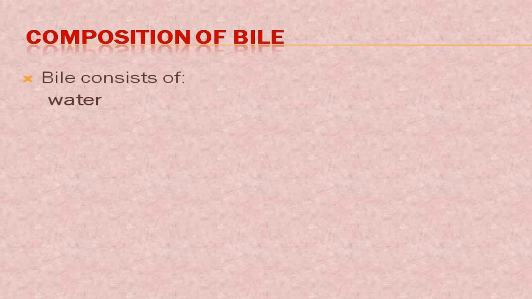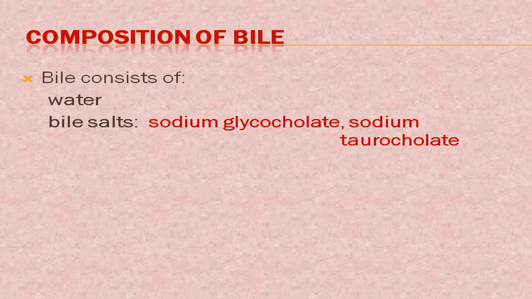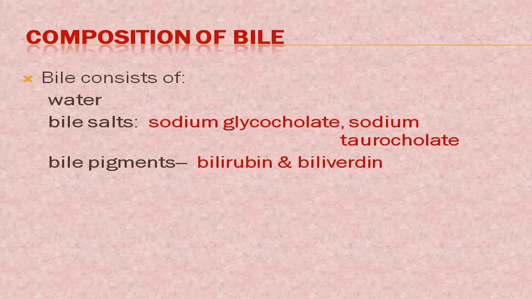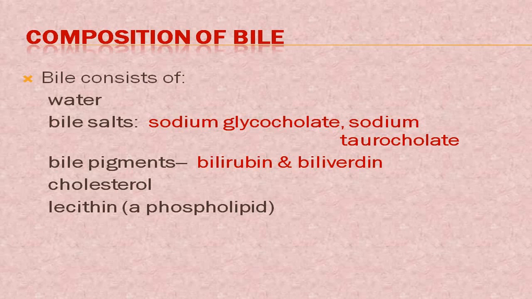Now the composition of bile. Bile is a secretion which is secreted by liver, and then it is stored and concentrated in the gallbladder. Bile consists of water, salts that are called bile salts, that is sodium glycocholate and sodium taurocholate, bile pigments, that is bilirubin and biliverdin. These are the broken pieces of hemoglobin or red blood cells. Cholesterol, lecithin, which is the phospholipid, mucus, which is for the lubrication of walls of the intestine, and cell debris.